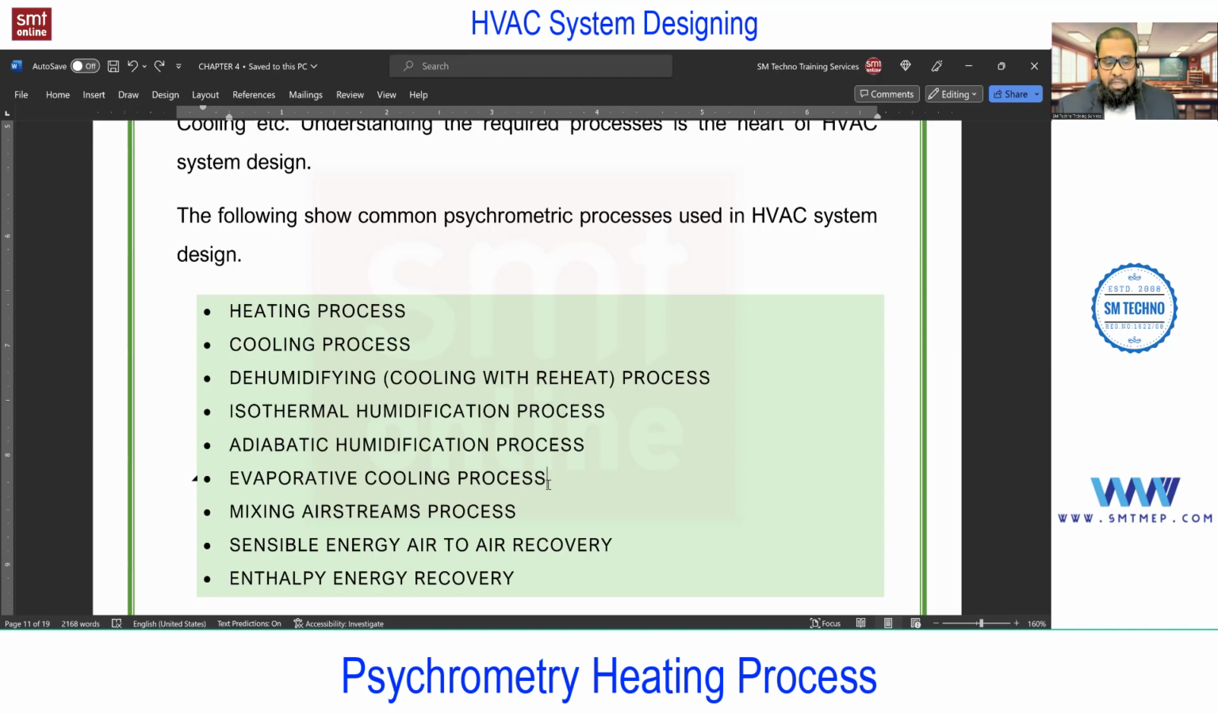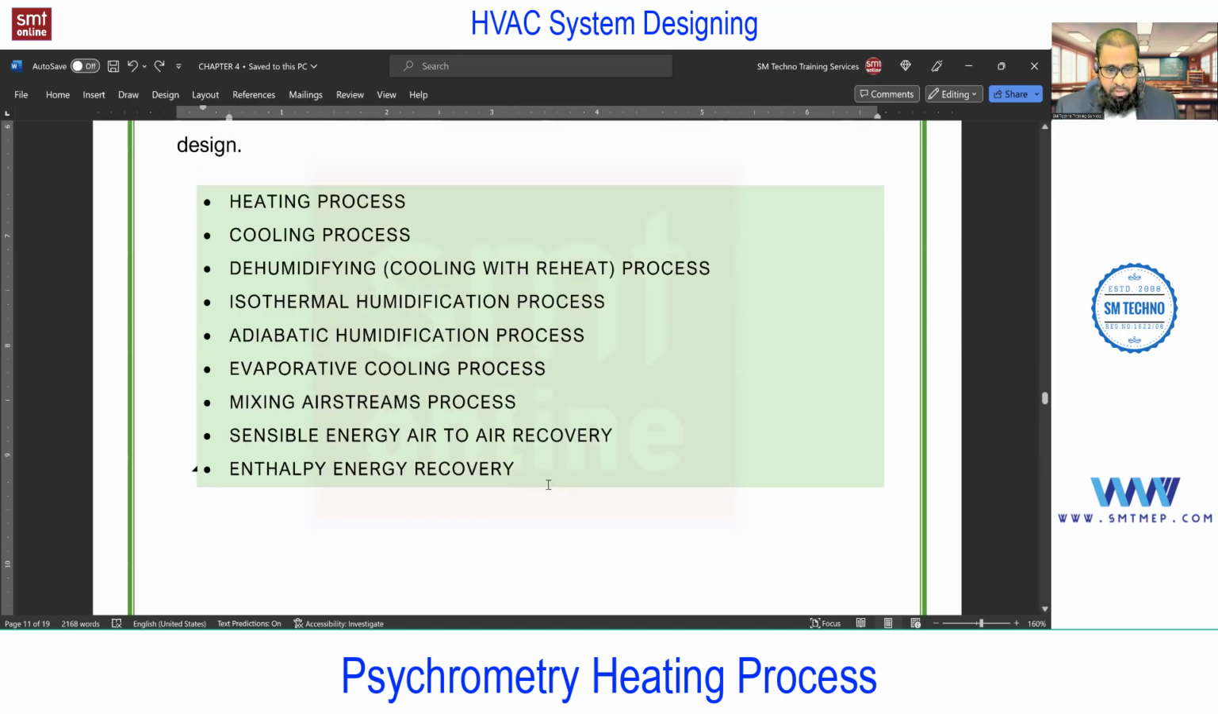So what will be the condition of the mixed air if I use 50% fresh air or, say, 30% fresh air, etc.? Next, sensible air-to-air recovery and enthalpy energy recovery. The last two points are related to ventilation reclaim, or HRU, heat recovery unit. That we'll discuss later. The last two points remaining I'm not going to cover now in this chapter 4. So let me expand this process step by step.